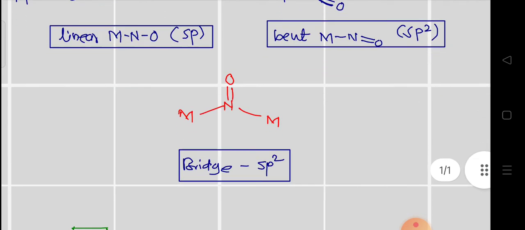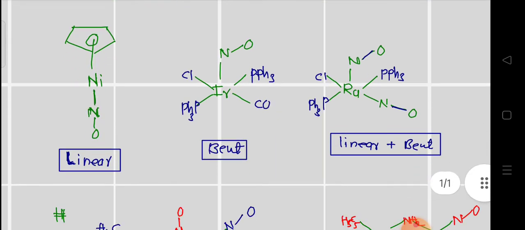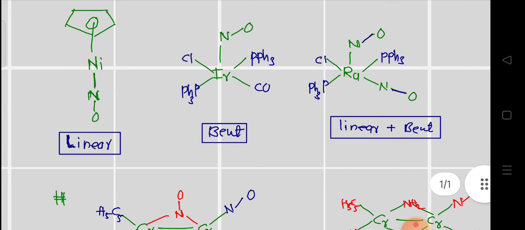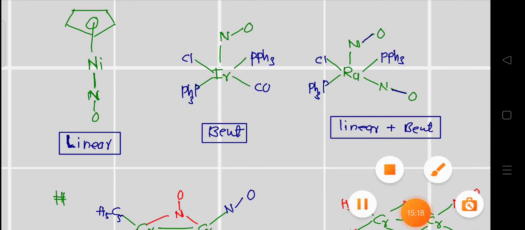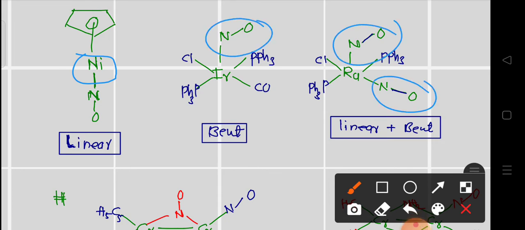And now we can have the bridging. Bridging means an sp2 system. And here are some examples of linear as well as bent. In the first example, it is linear, a complex of NO, a Ni complex. In the second example we have a bent system. In the third example it is linear as well as bent. This is linear and this is bent.